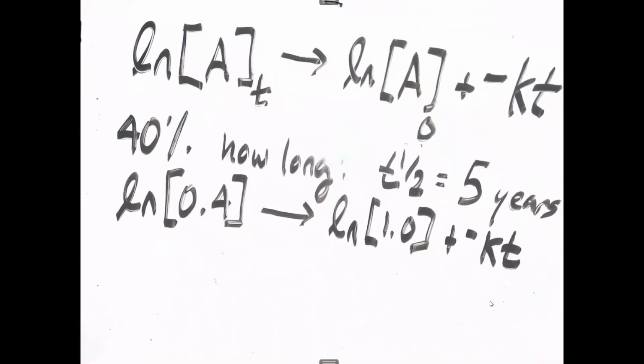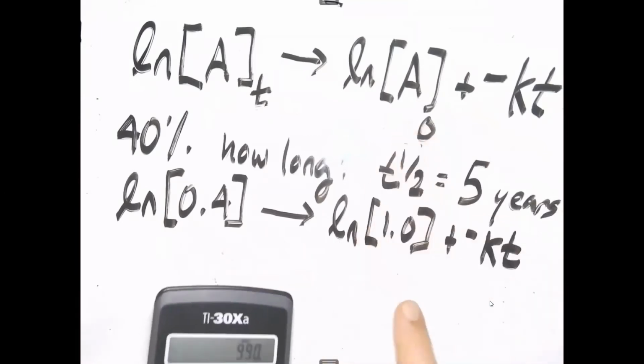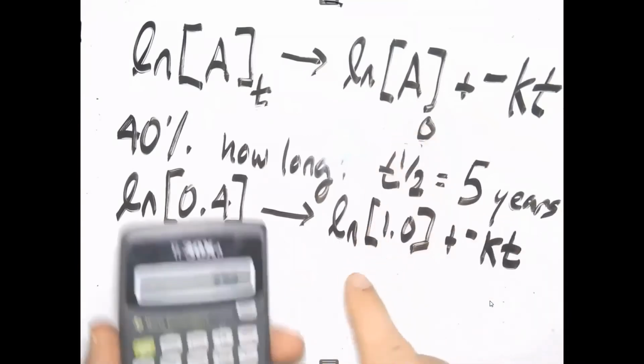Now, you're going to like this in some ways because it really is easier. First of all, let's go to A sub 0. A sub 0, we're just going to say that this is the natural log of 1.